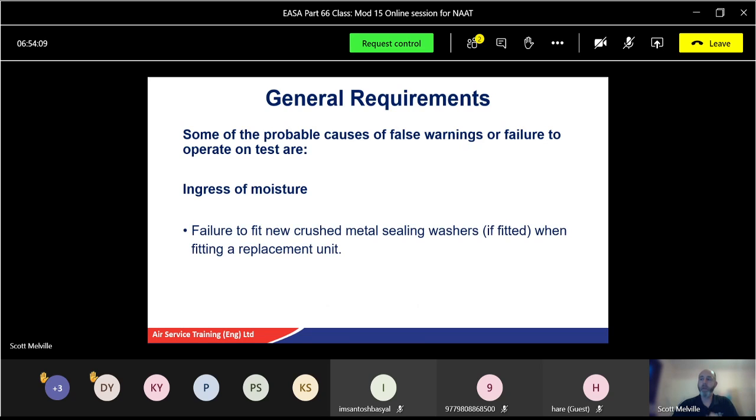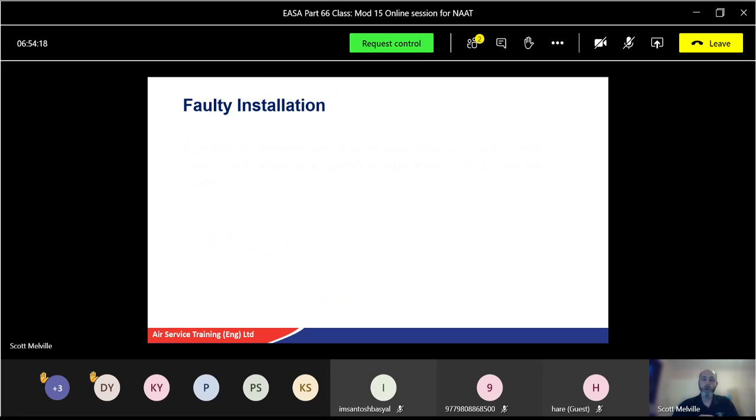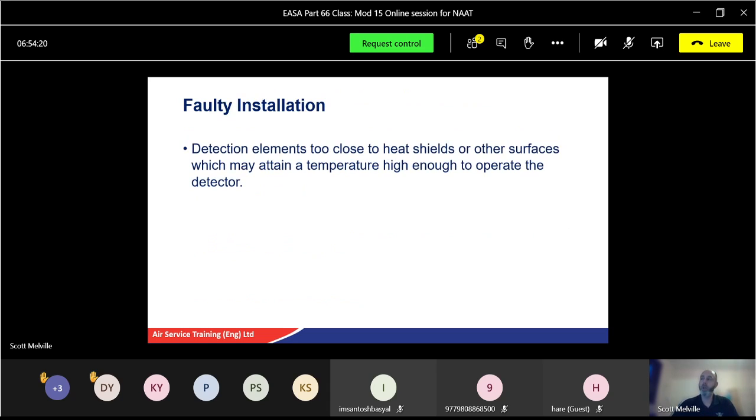So again, with moisture, failure to fit crushed metal sealing washers when fitting a replacement unit. Cracked or chafed elements, damage. Faulty installation, such as detection elements too close to heat shields or other sources which may reach a temperature high enough to actually operate them. So we're getting false indication because we've put it too close somewhere. Short circuiting of electrical wiring and chafing against structures. Make sure the fire wire and detectors are away from anything that's vibrating or potentially moving.